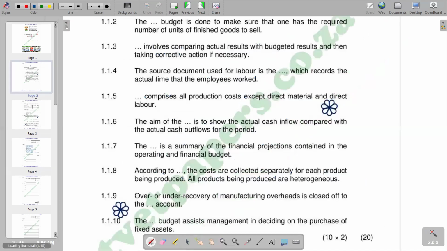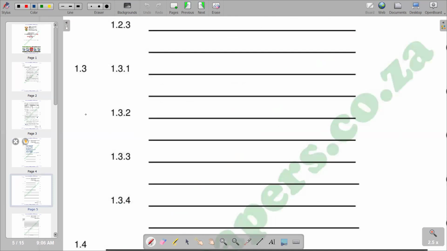We're moving on to 1.1.9. Over or under recovery of manufacturing overheads is closed off to the dash account. So we know that after identifying whether there is an over recovery or under recovery, after we've made a comparison of the applied overheads and the actual overheads, we are supposed to transfer the balance to cost of sales. So we have cost of sales account as the correct response.